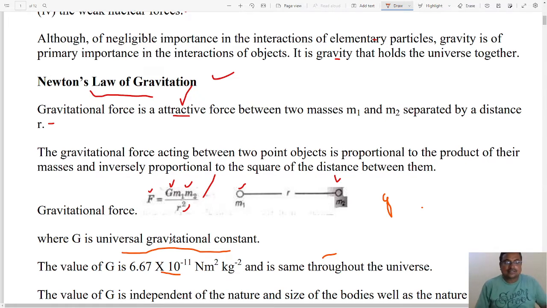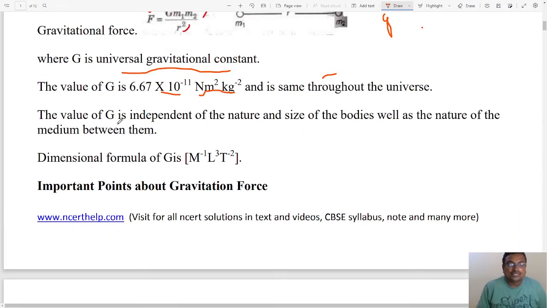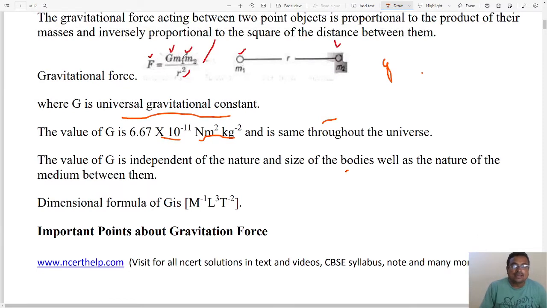So dear friends, this is the gravitational constant. Its SI unit is Newton meter square per kg square, and G is independent of the nature and size of the body. This gravitational constant does not depend upon the medium or the size of the bodies. Now, the dimensional formula of this is force times distance square over mass square, which in terms of mass, length, and time gives the formula for the gravitational constant.